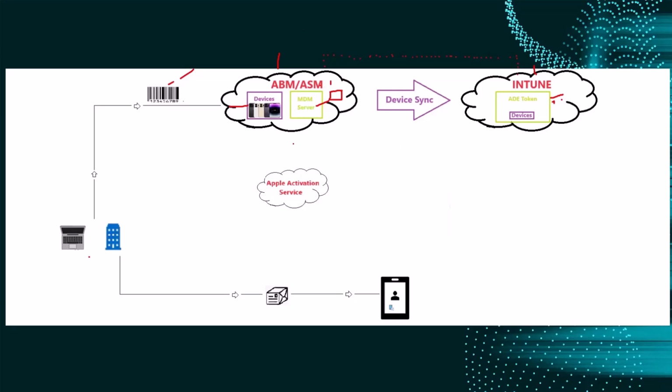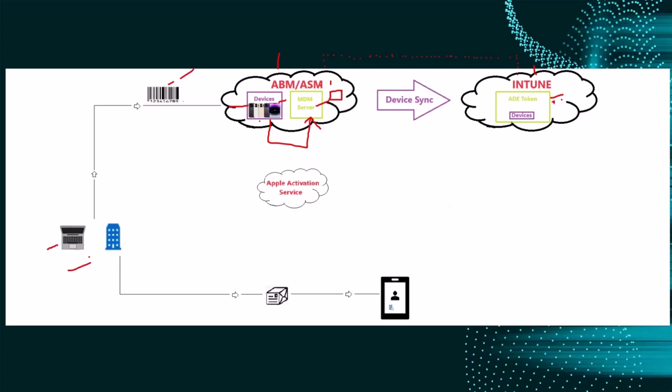Now, what we have done is the devices are present in the ABM or ASM instance. Are the devices present? Because the admin has gone to the ABM portal from his desktop or laptop, and he has uploaded the serial number. Now, when he is able to see these devices, he is going to assign this device to an MDM server, and this MDM server is mapped with my Intune portal, right?